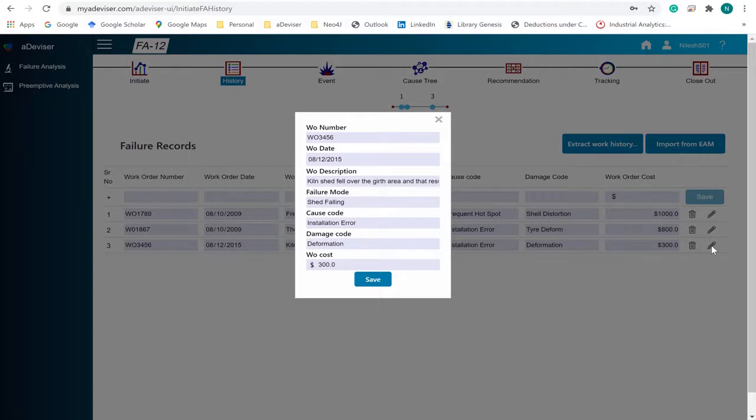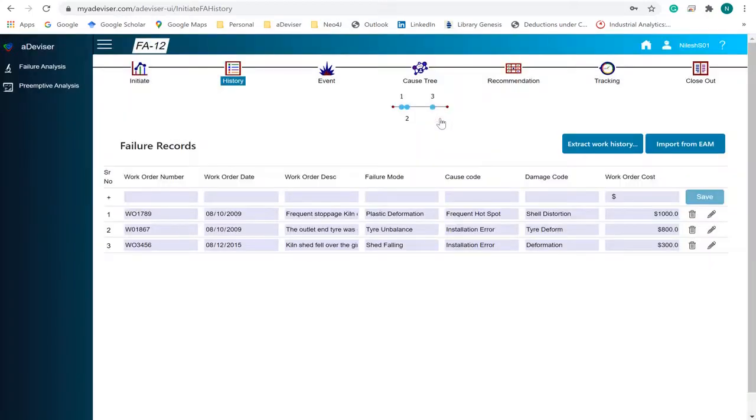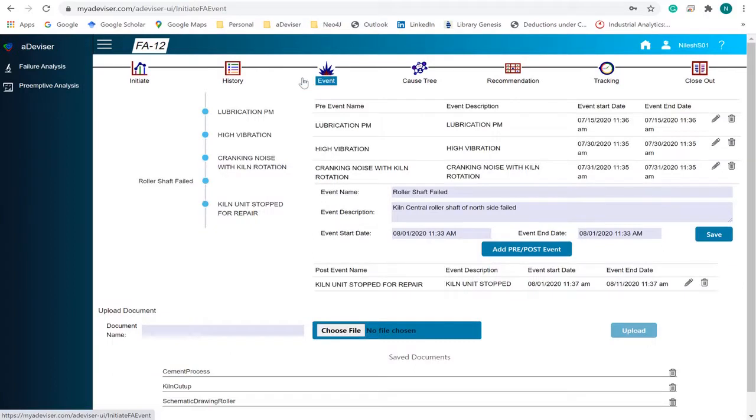Also, in August of 2015, kiln shed fell over the girth area and resulted in deformation of two spring plates of the girth gear. The event sequence shows that 15 days prior to the failure event, high vibration was observed and aggravated to heavy cranking noise coming out of the roller shaft.